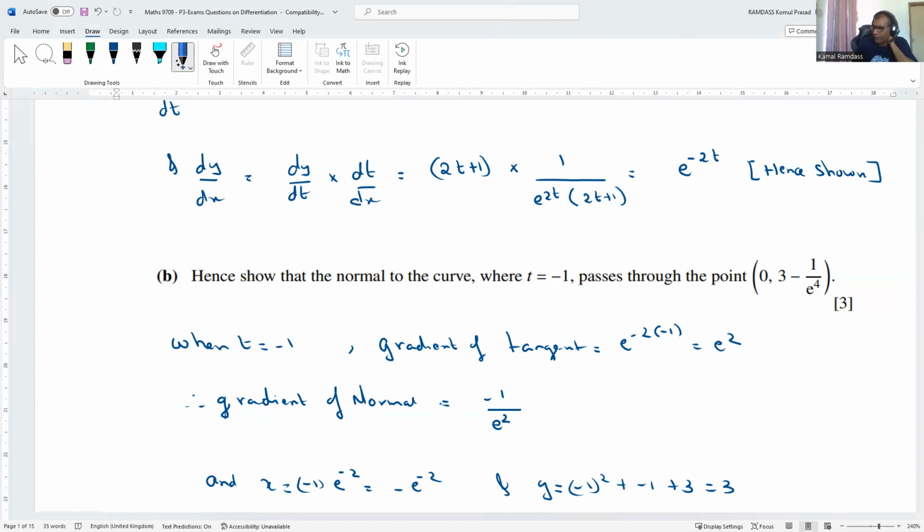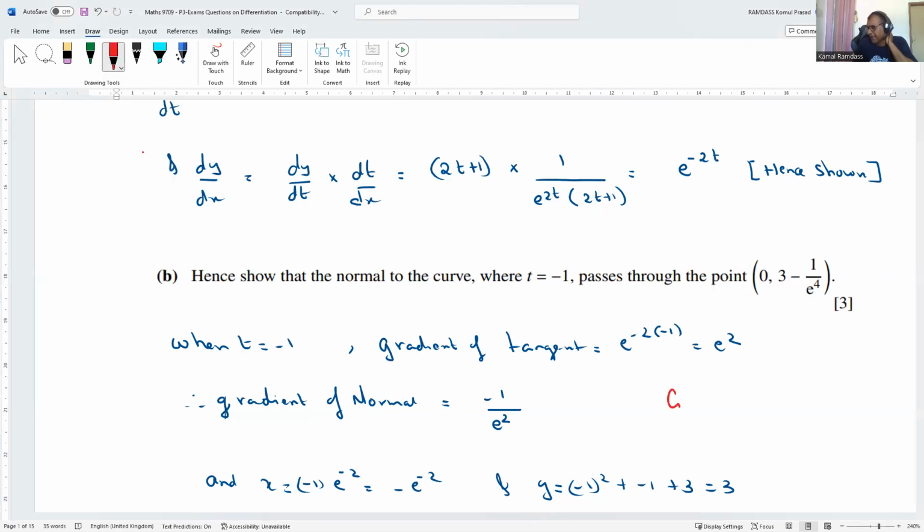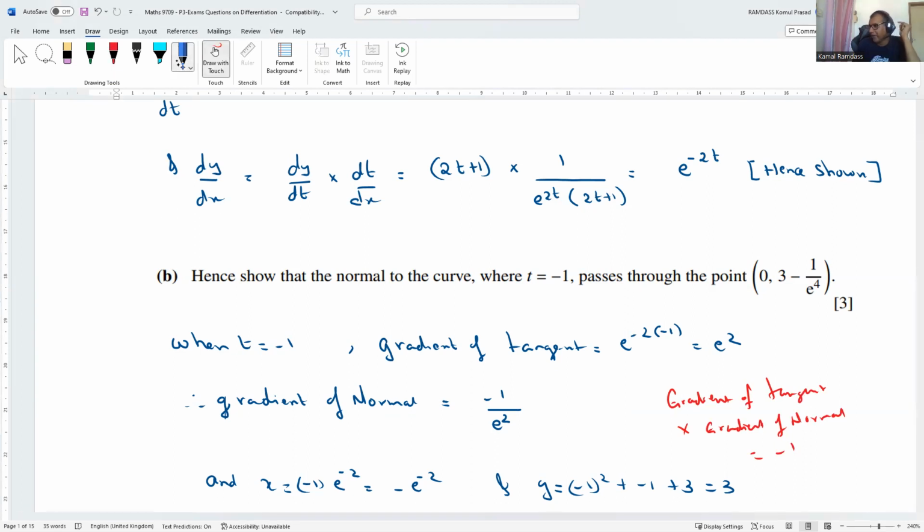And gradient of normal, c'est parce que, imaginez que gradient of tangent multiplied by gradient of normal is equal to minus 1. Ça veut dire gradient of normal is equal to minus 1 over gradient of tangent. Et finally, moi je gagne minus 1 over e square.